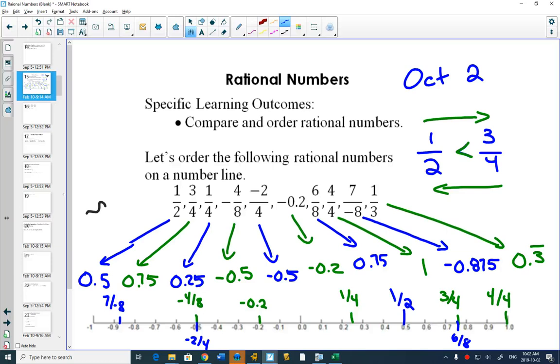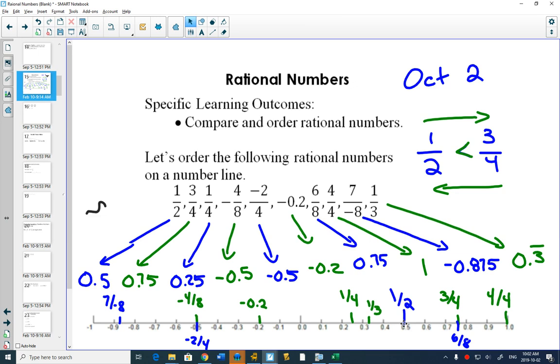And the last one we have is 0.3 repeated. Where does that fit on our number line? Well, it would be 0.333333 forever. So it's going to be somewhere between 0.3 and 0.4, closer to 0.3.